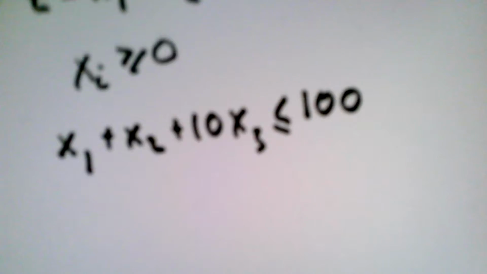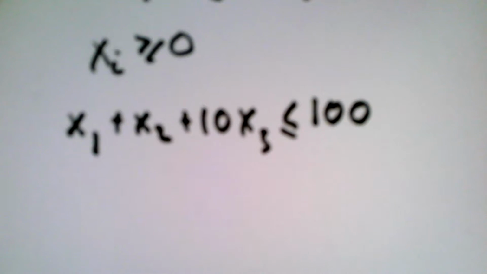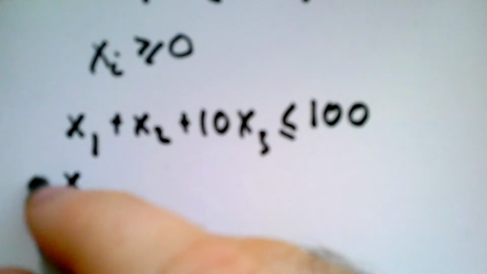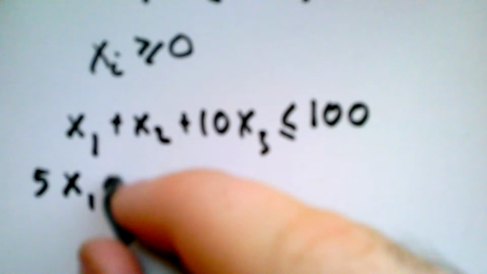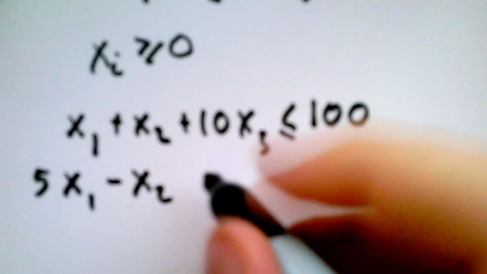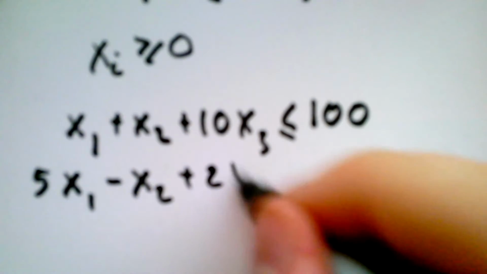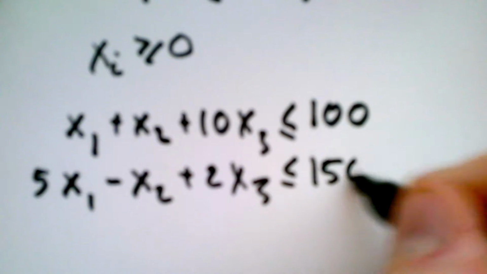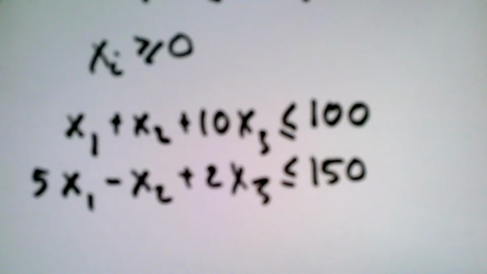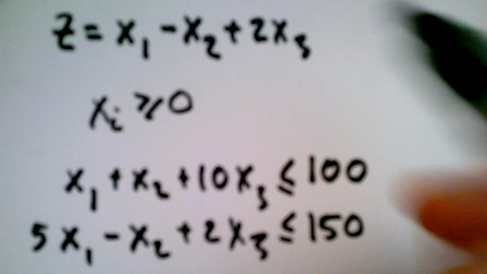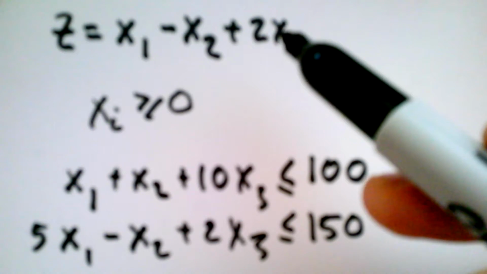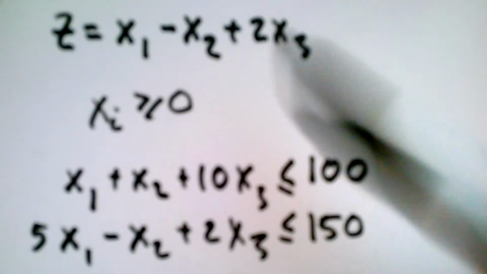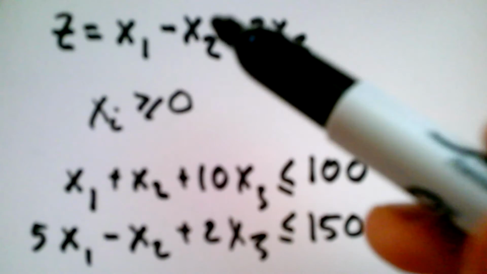And let's turn the camera so that it's straight. There we go. We have, let's have 5x1 minus x2 plus 2x3 is less than or equal to, let's say, 150. And that's probably good for us there. Okay, so here's our objective function, and here are our constraints. We're trying to maximize z.